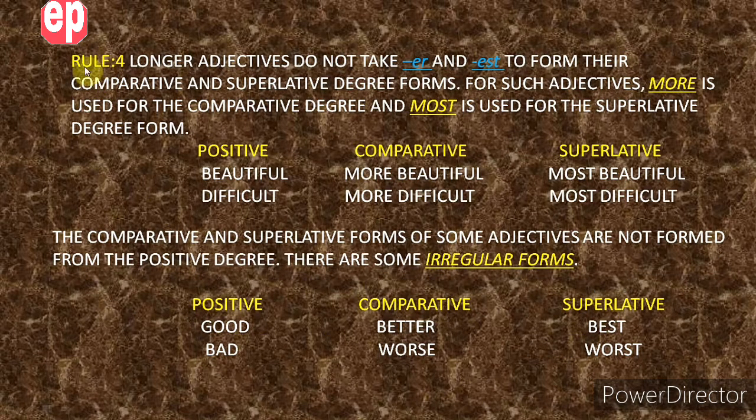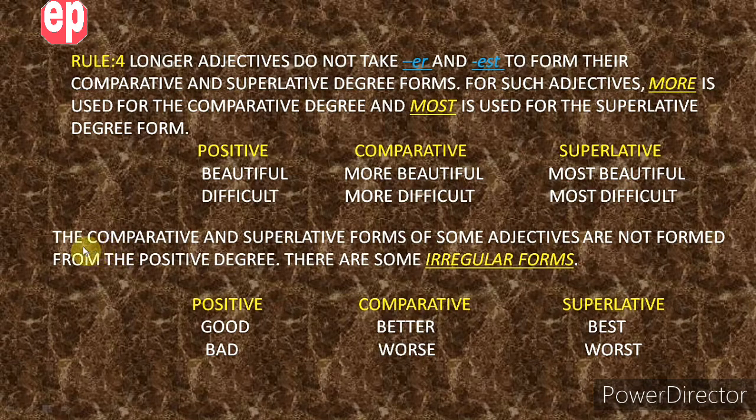Now let's see rule number 4. Longer adjectives do not take er and est to form their comparative and superlative degree forms. For such adjectives, remember, more is used for comparative degree and most is used for superlative degree. So to make the comparative and superlative degree for longer adjectives, more and most are added. For example, beautiful, more beautiful, most beautiful. Difficult, more difficult, most difficult.